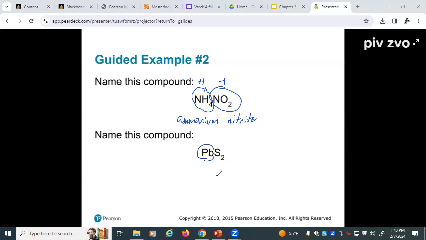Same thing for any of the metals in that bottom block of the periodic table here, the lanthanides and the actinides. Those are considered transition metals as well. So I know I have lead. Lead has multiple charges possible, so I'm going to need to stop before I name the rest of it. S is sulfide.